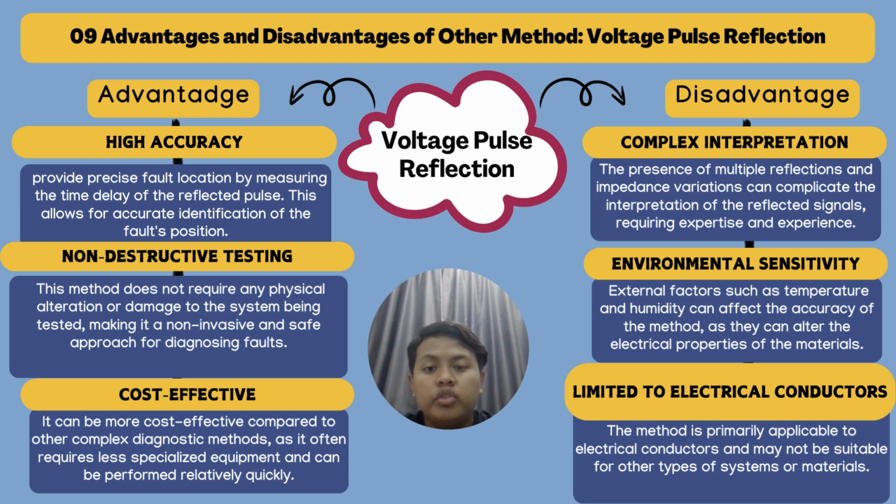Okay, next we will move to the advantages and disadvantages of using voltage pulse reflection. So the first advantage is high accuracy. This voltage pulse reflection provides precise fault location by measuring the time delay of the reflected pulse. This allows for accurate identification of the fault position. Next is non-destructive testing. So this method does not require any physical alteration or damage to the system, making it a non-invasive and safe approach for diagnosing fault.